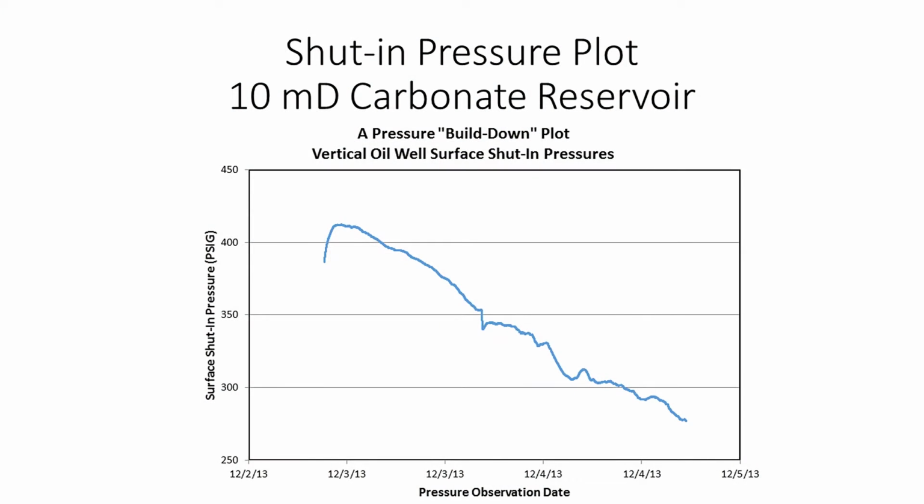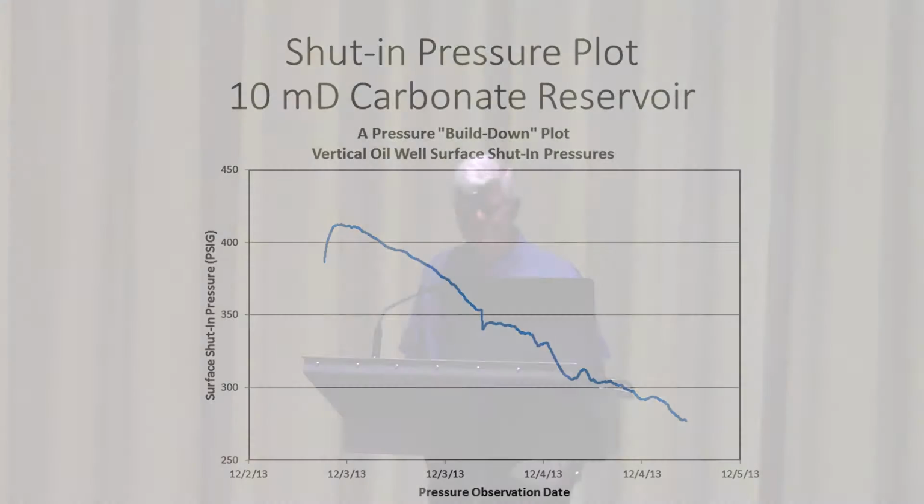So let's look at an example from Montana. This is a shut-in pressure plot on a 10 millidarcy carbonate reservoir. And it starts out doing what we all expect when we shut it in, pressure buildup. And then it rolls over and it starts to decline. Now mostly when people get this kind of data, they throw it away because it doesn't meet our assumptions of what a shut-in curve should look like.